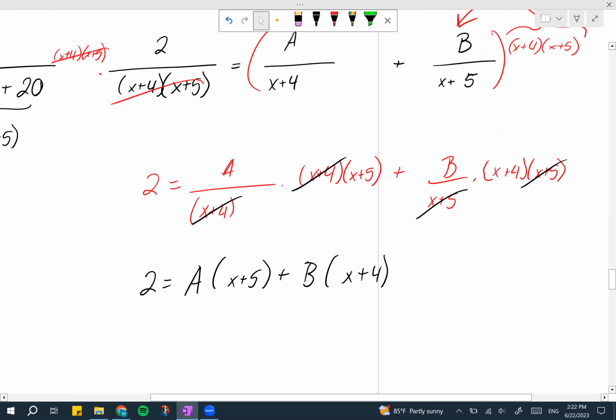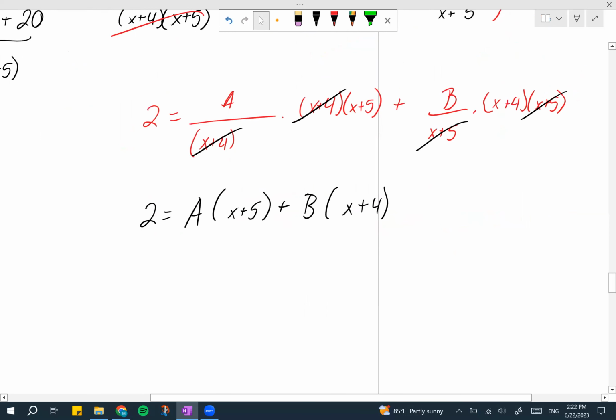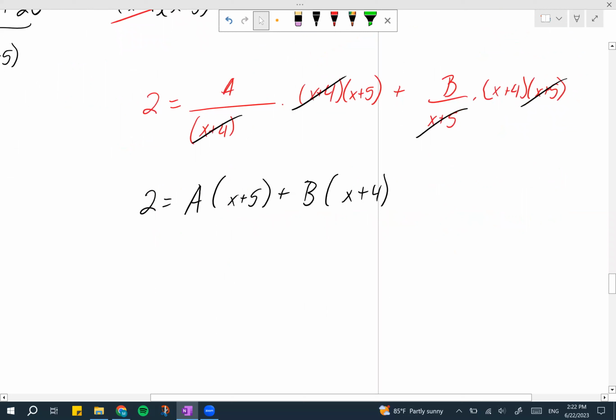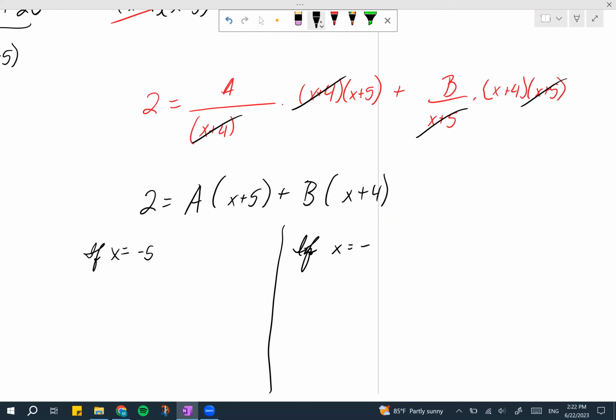This is how I was taught to figure out these types of problems. We're going to split it into two parts: if x equals -5 and if x equals -4. Both of these are possibilities. I don't have any issues with that. Those could be my numbers. I could pick x to be either of those numbers.